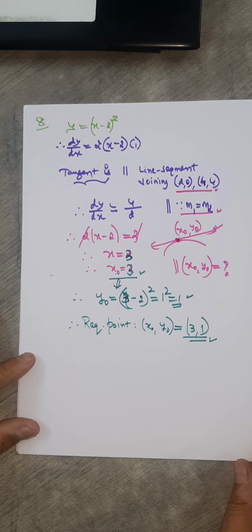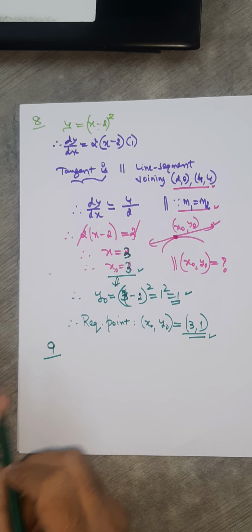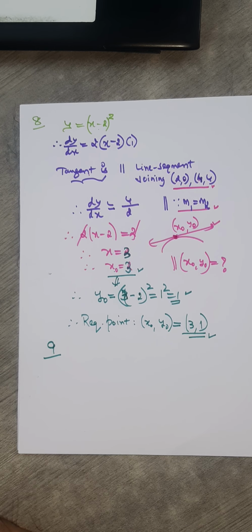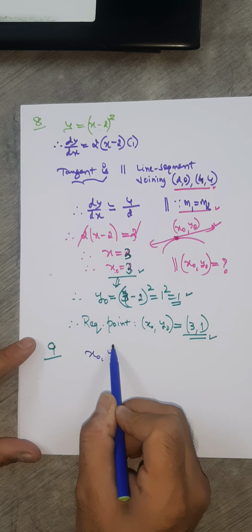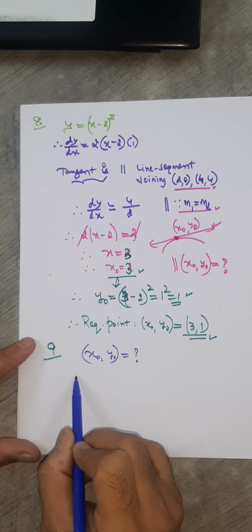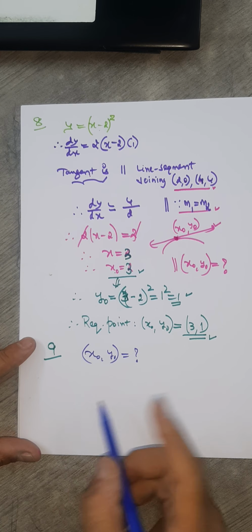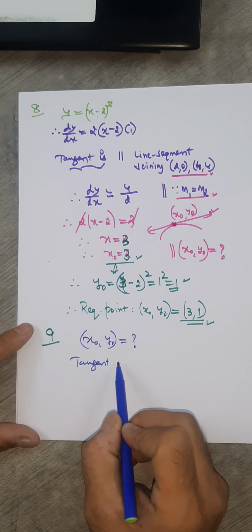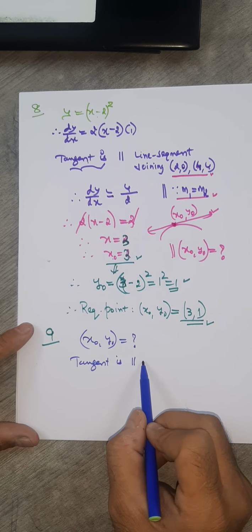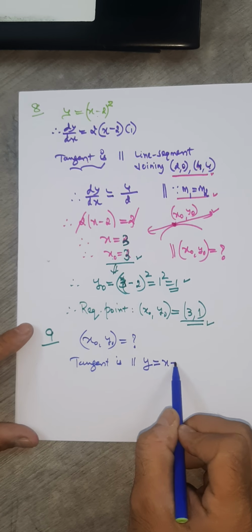9th question, you just read it, you see it's a copy of this same question. There you are given a curve, and the tangent is parallel to this line; find the point. So again you are asked for x0, y0, the point of contact. You are given the curve. Now that tangent is parallel to which line? y equals x minus 11.